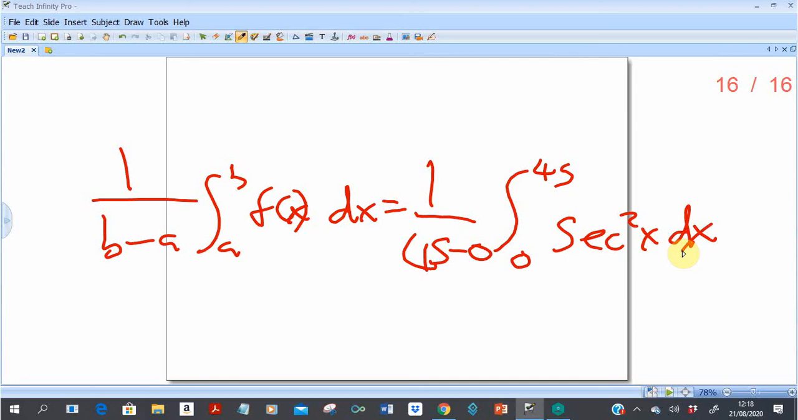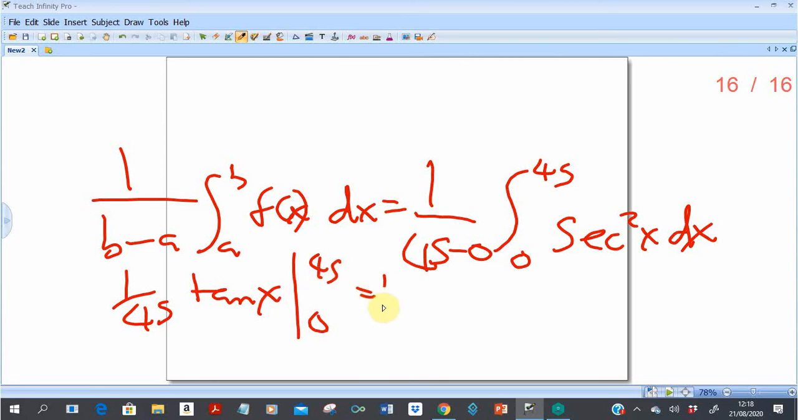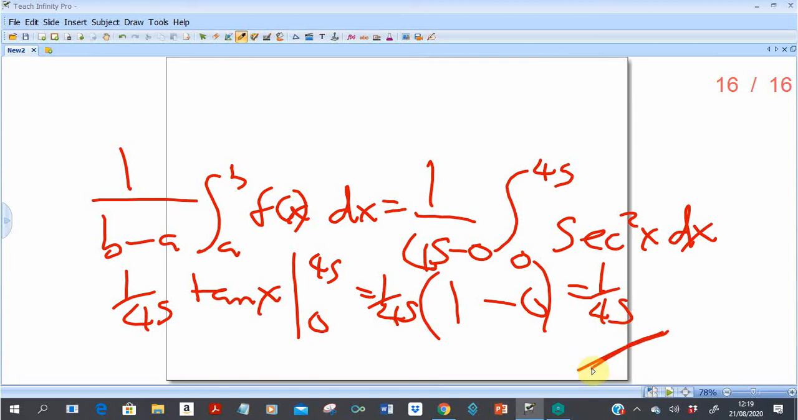But the integral of sec squared x is just tan x. So we have 1 over 45 times tan x from 0 to 45. tan 45 is 1, tan 0 is 0, and this will give us 1 over 45 as our answer. So that is the average value of a function.